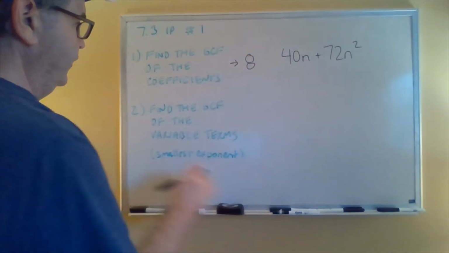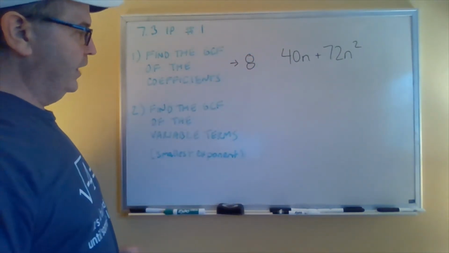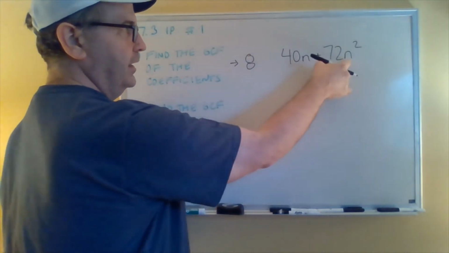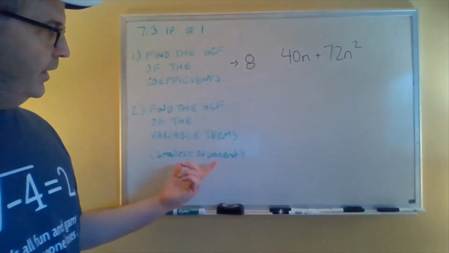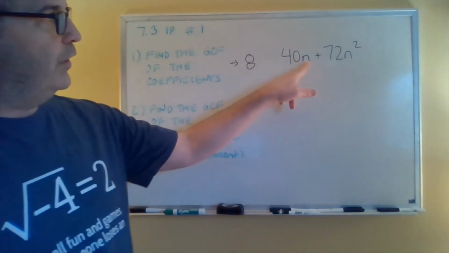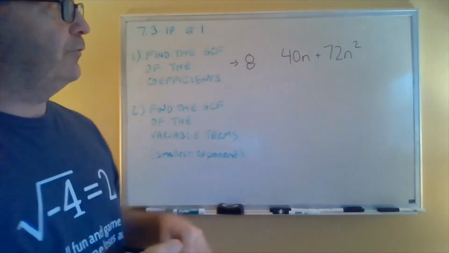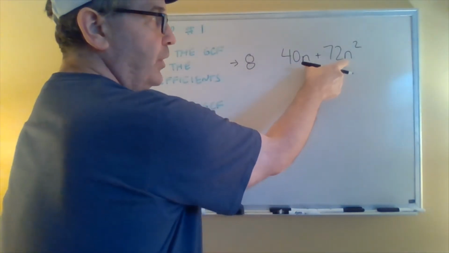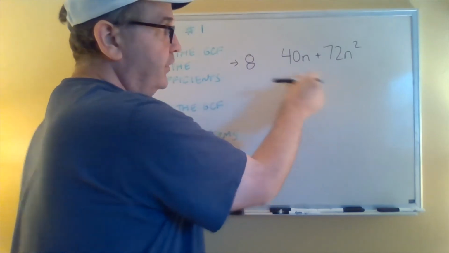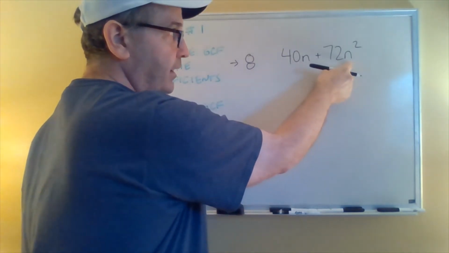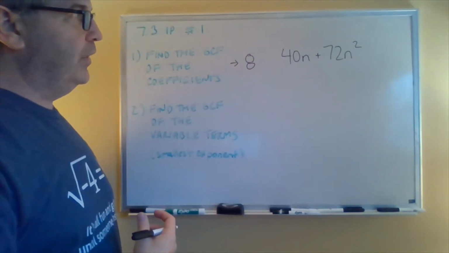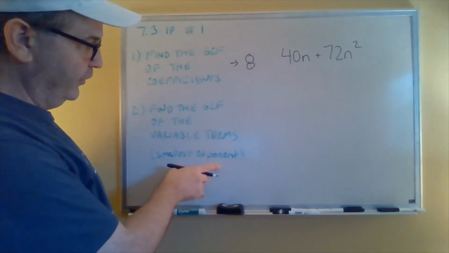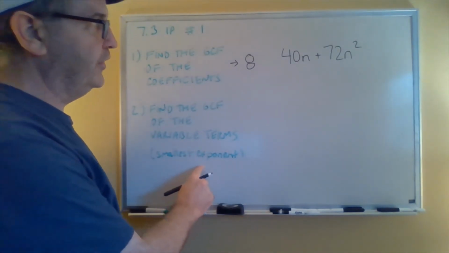All right. Second step, we're going to find the greatest common factor of the variable terms. We have n and n squared. I put a little note on here that what we pull out is the variable term with the smallest exponent. First of all, the variable has to be present in both terms. Since we do have an n term here and an n term here, we can find a greatest common factor, and that greatest common factor is going to be the n term with the smallest exponent.